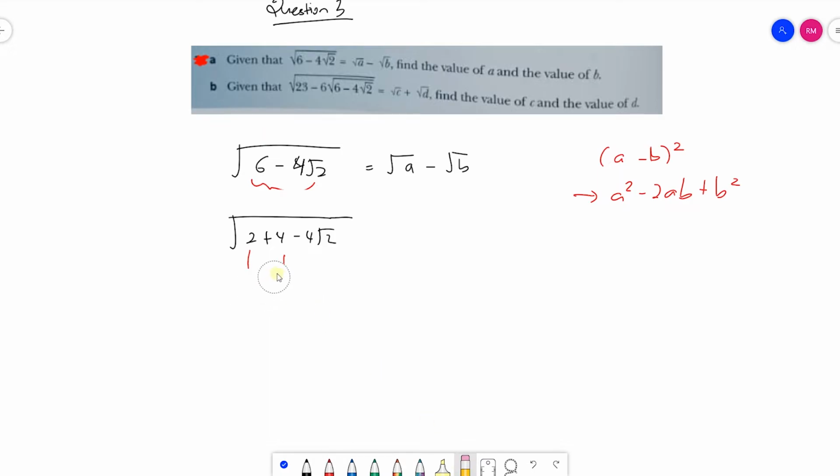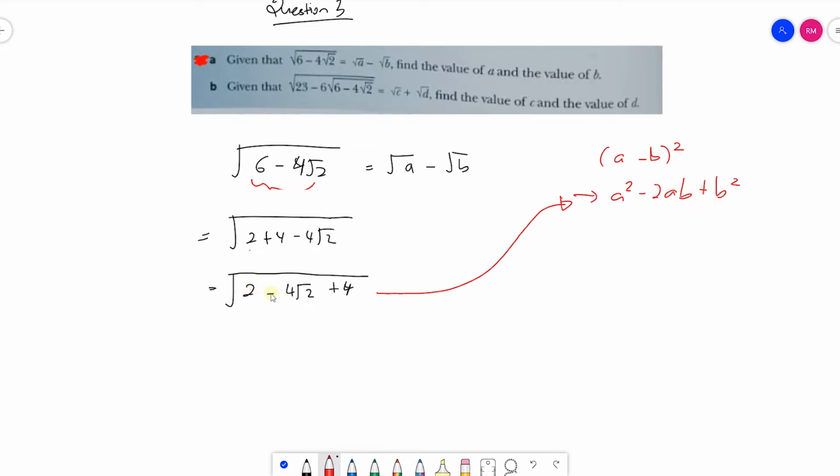All right. Okay, now the next step is, maybe we should try to rearrange first. 2 minus 4 surd 2 and then plus 4. If you look carefully now, just observe this carefully. After rearranging this, we are almost matching up with a square minus 2ab plus b square. Why am I saying this?